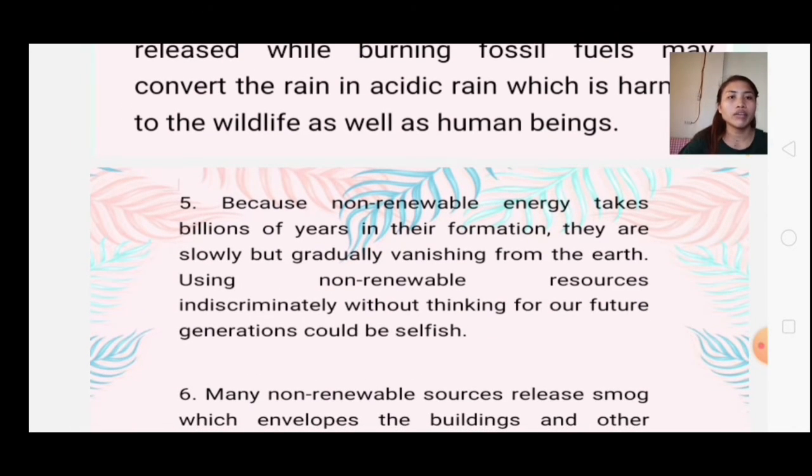Because non-renewable energy takes billions of years in their formation, they are slowly but gradually vanishing from the earth. Using non-renewable resources indiscriminately without thinking for our future generations would be selfish. So, kani siya is mag-anam-anam rani og kawala sa ato nga soil.